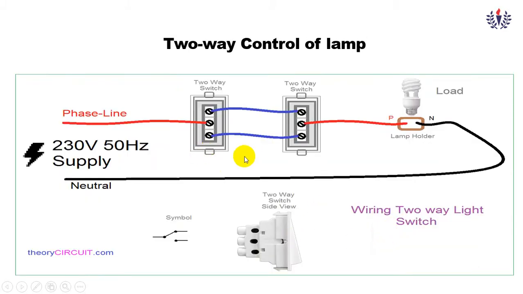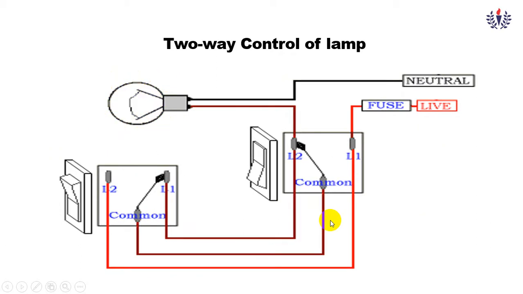So here you can see a little bit clearer picture of it. The phase is connected to the second point. Here the same phase is connected to the lamp through the second point, that is the common point. Here 1 and 1 are short circuited, 3 and 3 are short circuited, and neutral is connected directly. So this is the working. Here you can see the working of it.